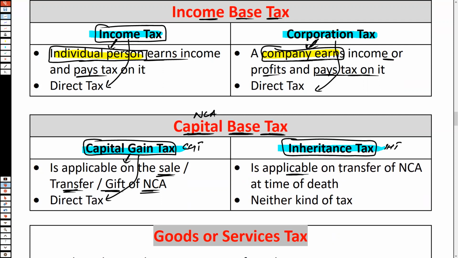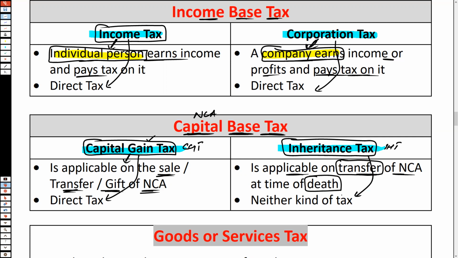But IHT is applicable on the transfer of non-current assets. I'm not using the word exchange. I'm not using the word sale. I'm not using the word gift. I'm using the term transfer. Inheritance tax is applicable on the transfer of non-current assets at the time of a person's death. When a person is transferring any asset in life, capital gains taxes are applicable. But when the non-current assets are transferred at the time of death, inheritance tax is applicable.